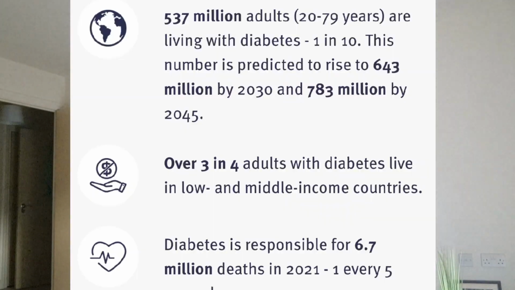According to the statistics taken in 2021 by the International Diabetes Federation, about 537 million people were diagnosed and living with diabetes mellitus. That was in 2021. And among these 537 million, 6.7 million have death-related diabetes mellitus.